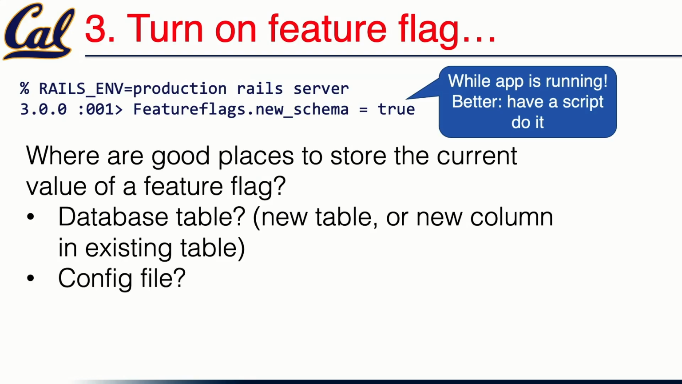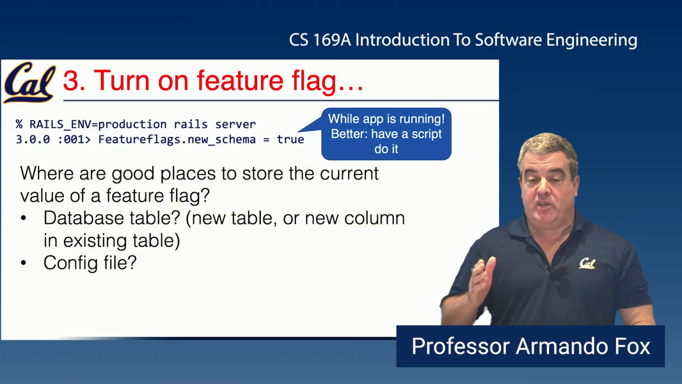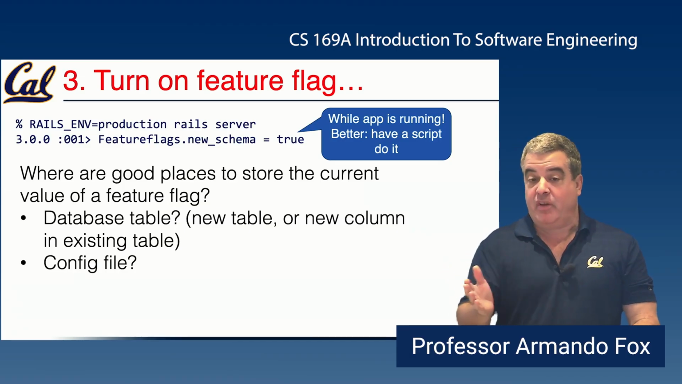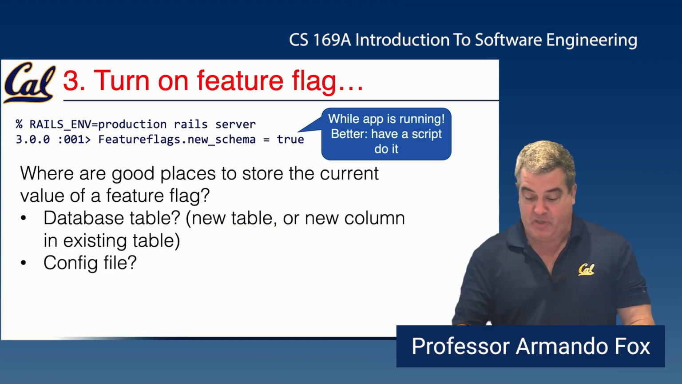What about a configuration file? Like one of those various YAML files that the app looks at when it starts up. Why is a config file not a good place? It's not easy to change on the fly. The whole point of the feature flag is you need to be able to quickly change its value while the app is running, but the config files usually are only read when the app starts. So you'd have to stop and restart the app every time you did it.